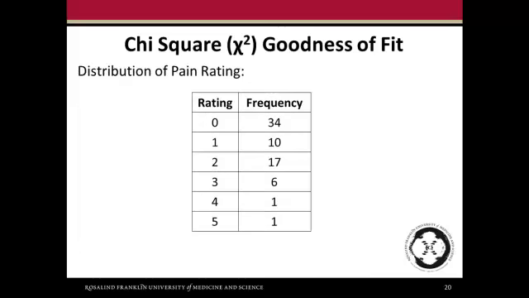Individuals categorized themselves for their current severity of pain if they presented pain at some point during their hospitalization. This is the distribution of the pain rating. We have ratings from 0 to 5, and of these 69 individuals, 34 of them presented with a pain rating of 0, or no pain, and then you can see how the rest of them fall out. So that's our observed data.